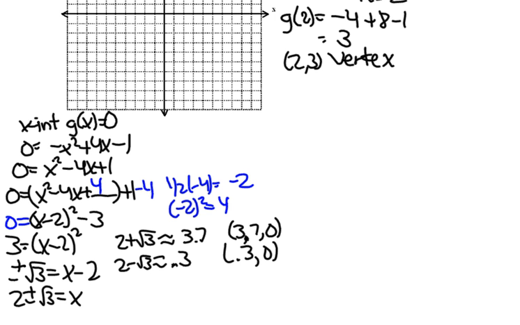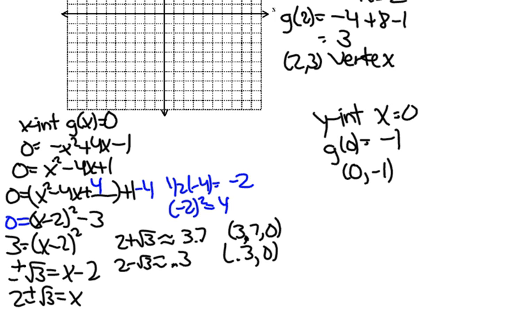For my y-intercept, we know x is 0, so I'm going to plug in 0 for x. Again, go back to the original equation for this. When I plug that in, I should end up having negative 1. So that is (0, negative 1).